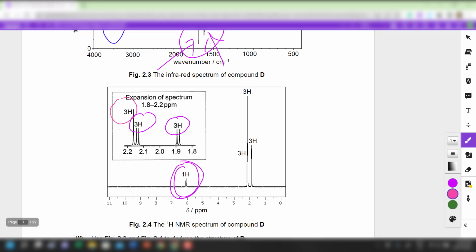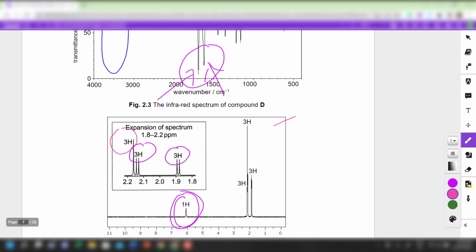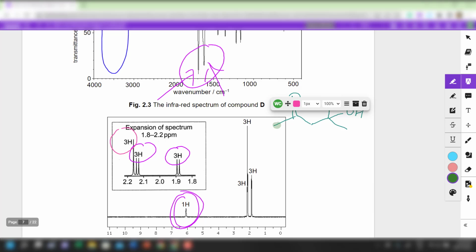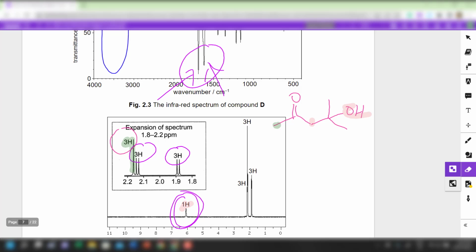In that case, this is likely to be the original CH3 that is bonded to the C=O. Remember earlier on, the structure of C looks like this. Over here, we are trying to say that this actually gets retained, and then perhaps this becomes the vinylic proton. And of course the OH is gone. With that coming into the picture, what we can do is erase this portion.